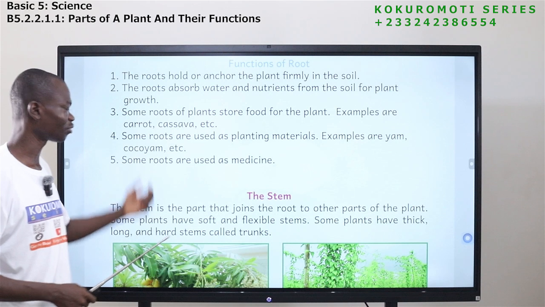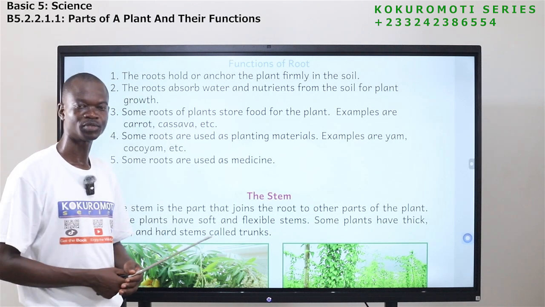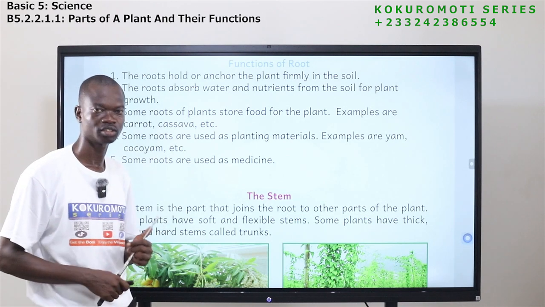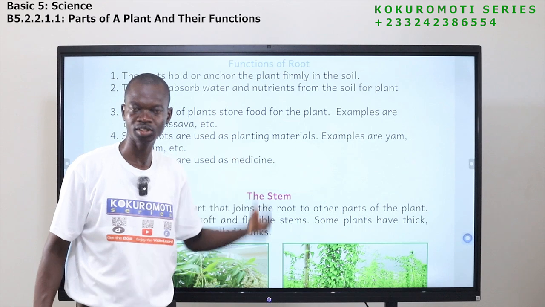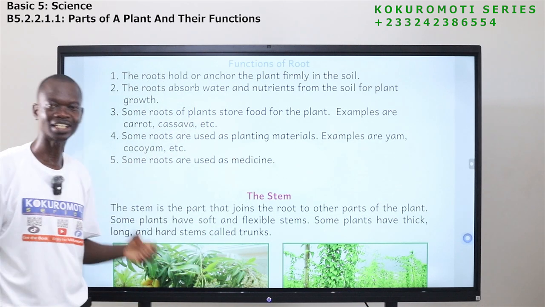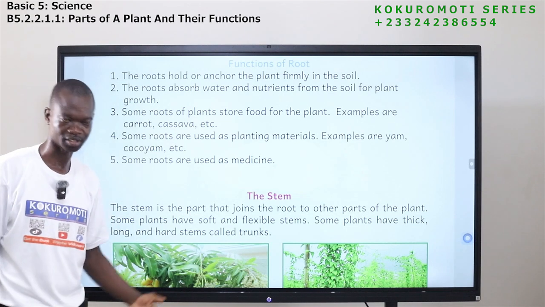So for example, if you want to plant cocoyam, you don't use the leaves, you don't use the stem, you use the roots. The same goes with yam. You use the roots. So some roots are used as planting materials. They are used for reproduction.